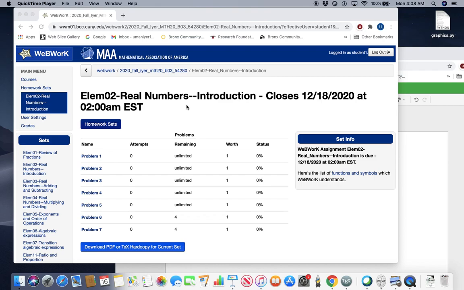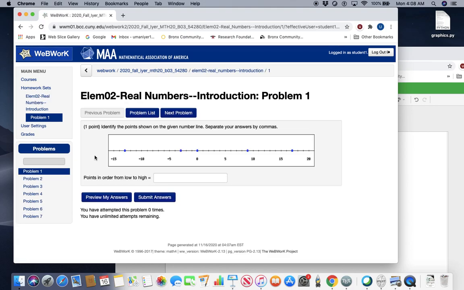Back to elementary 02. Okay, so now we'll go over problems from elementary 02. Problem 1. Identify points in order from low to high. So here are points in blue. Okay, so you want to identify them from low to high, so from left to right.